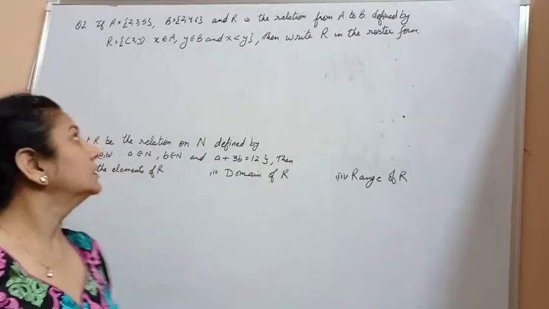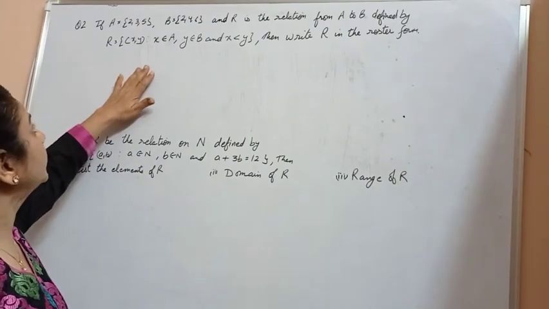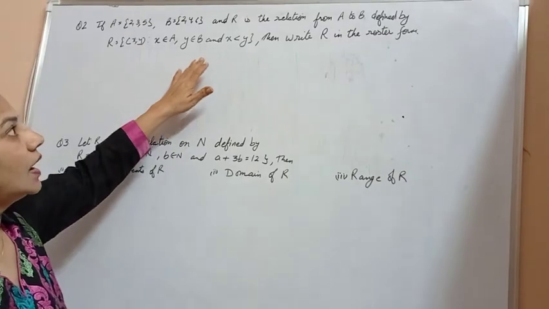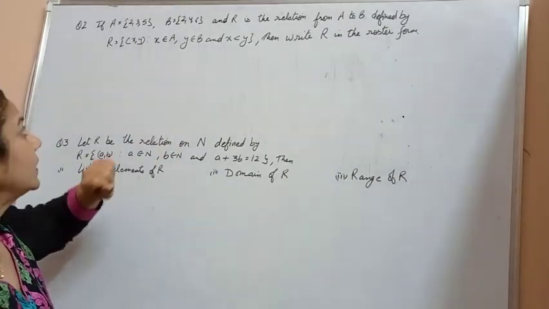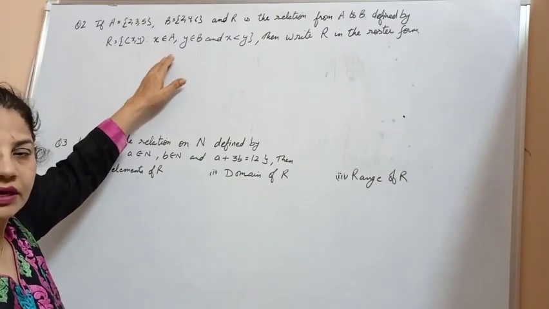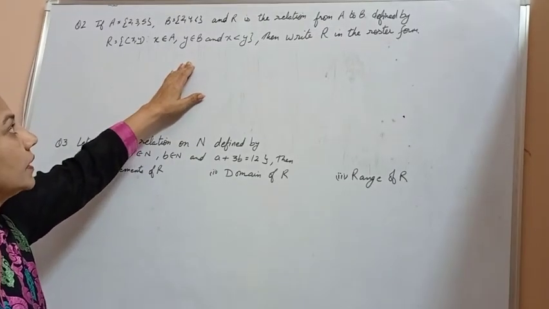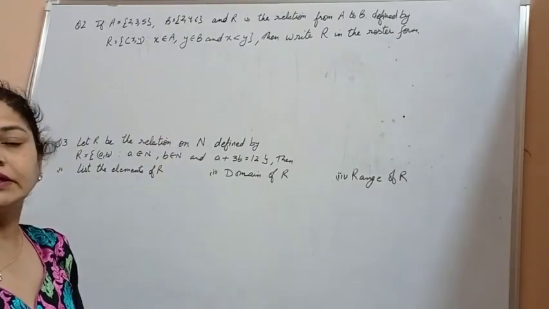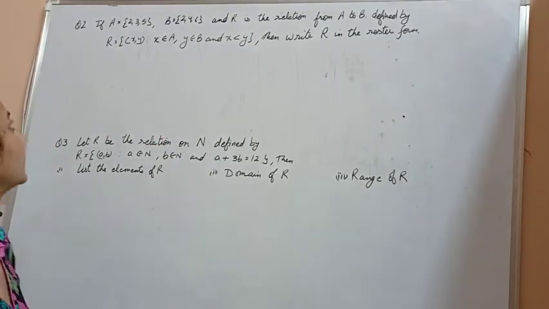If A is a set having elements 2, 3, 5 and B is a set having elements 2, 4, 6, and R is a relation from A to B defined as (x, y) where x belongs to set A and y belongs to set B and x is less than y, then we have to write the relation R in roster form.